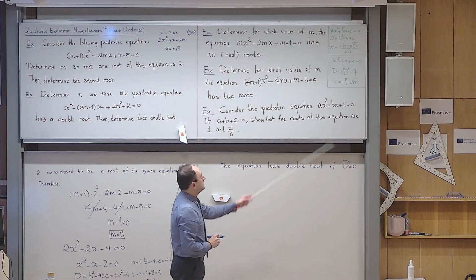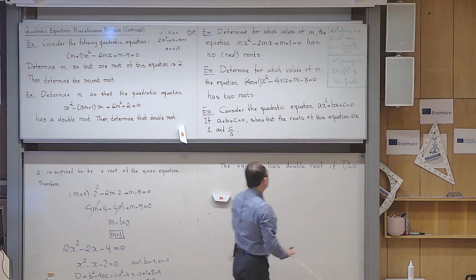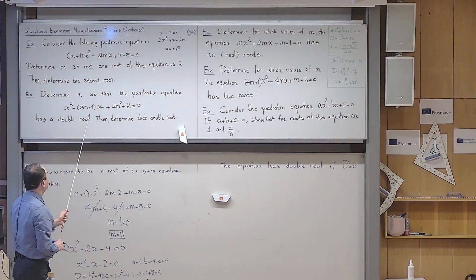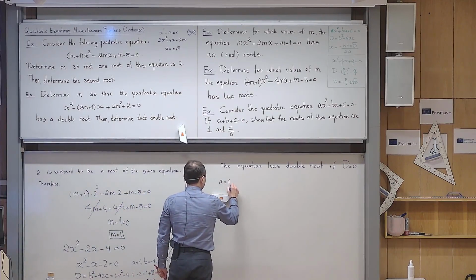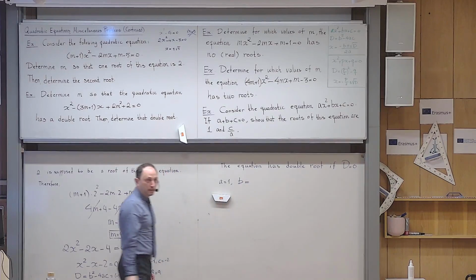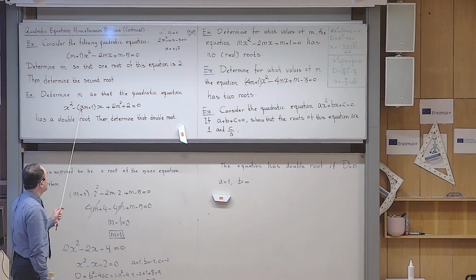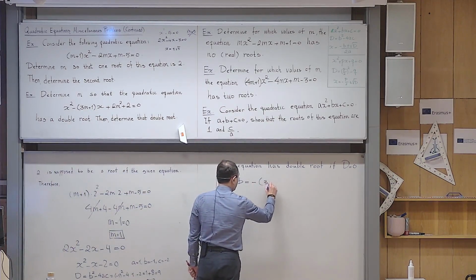But for D, it is on the board. You need B, you need A, you need C. Can you go back to this equation and read for me? What is A in this problem? Everyone. 1. So A is 1. What is B? B is what is next to X. It's minus 3m plus 1.